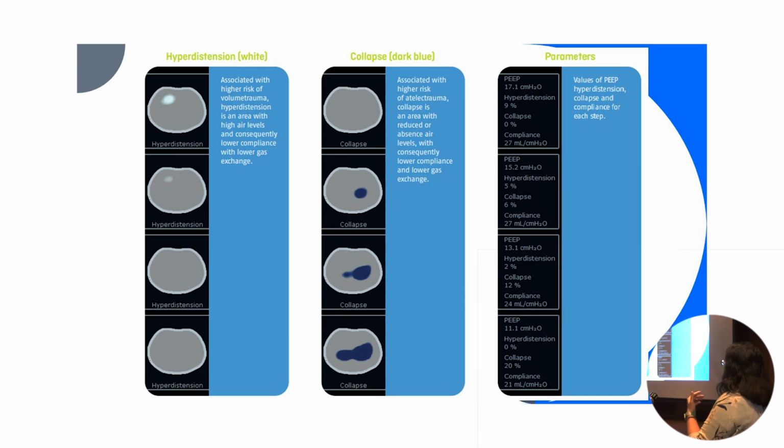So to bring you through what you're gonna see on your PEEP titration, when you do the maneuver, when you get the readout, let's just talk about what each of the images show. Hyperdistension is gonna show up in white. Collapse is gonna show up in blue. Of course, both of these we don't want because they lead to lower compliance and lower gas exchange. And then you're gonna get your numerical values that are gonna correlate with each of these different visual aids to help you, as the practitioner at the bedside, understand, okay, I've done my PEEP maneuver, now what do I wanna choose based on hyperdistension, collapse, and my numerical value of best compliance.